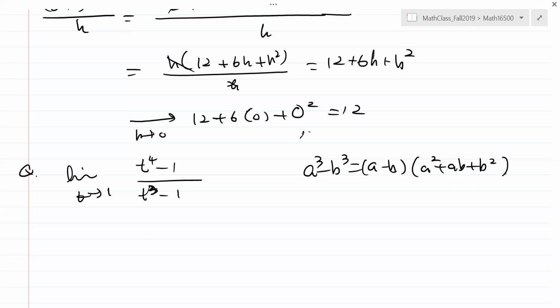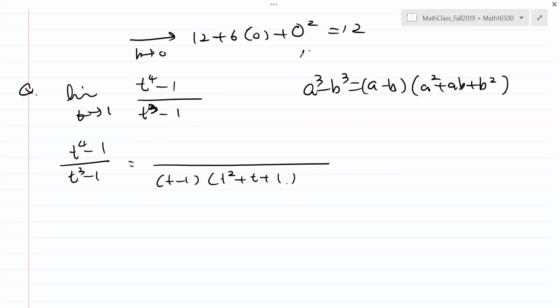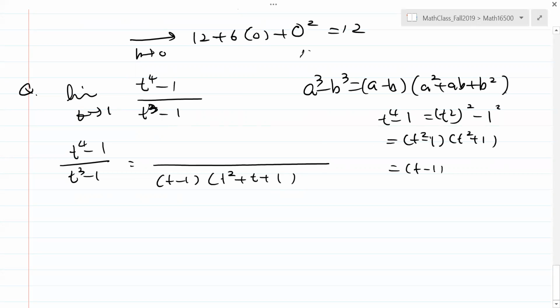Are you able to simplify? t to the 4 minus 1, t minus 1, okay. Let's go back to the denominator. How about the numerator? t to the 4th can be viewed as t squared, squared. So you will get t squared minus 1 and then t squared plus 1. But t squared minus 1 can factor as t minus 1 and t plus 1, and then t squared plus 1. So we're going to get the same factor, t minus 1.